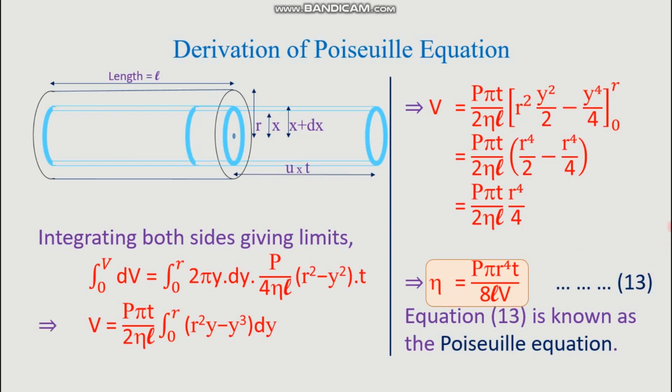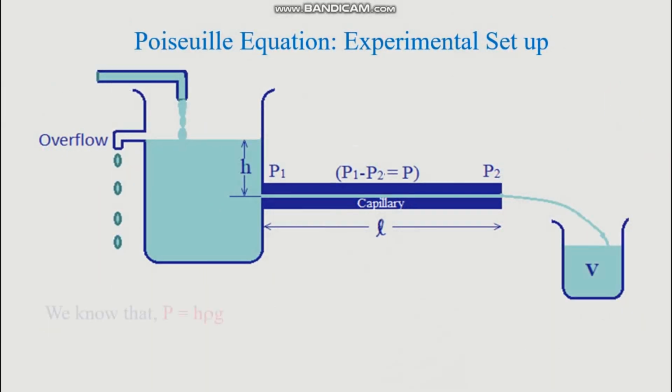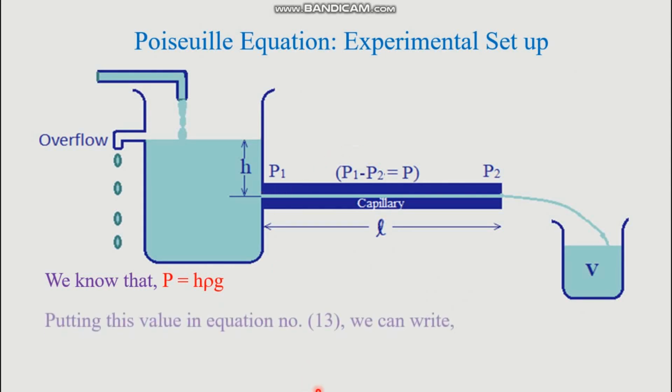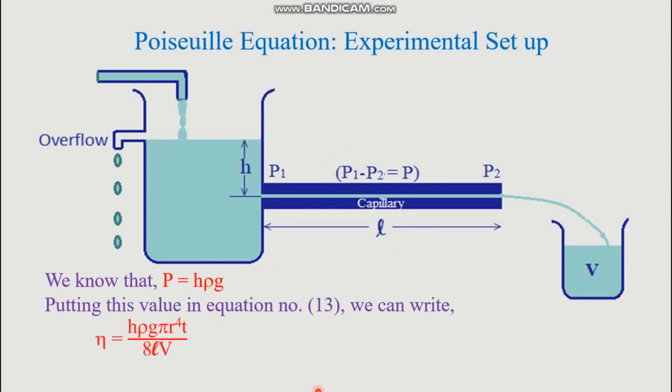And if you put the value of p as h rho g from this experimental setup, then we get this equation, which is written as equation number 13a. So eta equals h rho g pi r to the power 4 t by 8 L V. So this is the extended form of that equation number 13, so it is 13a.